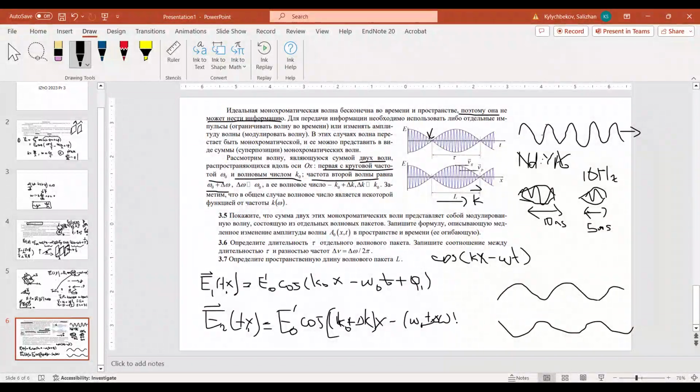Delta omega t, plus phi2 added, because we don't know exactly the initial phase. Now, what is superposition? You just add them, right? You just add these two waves.